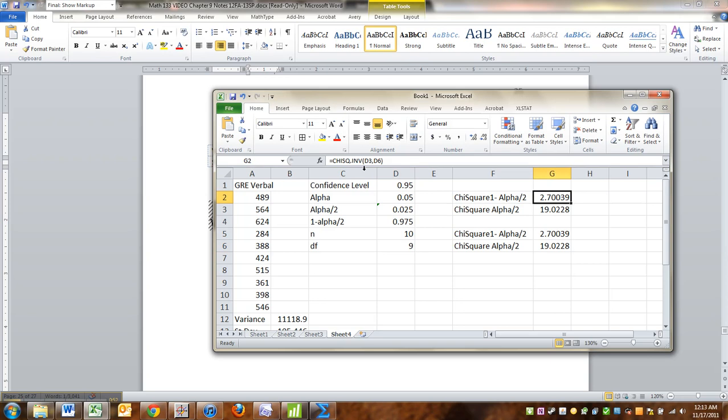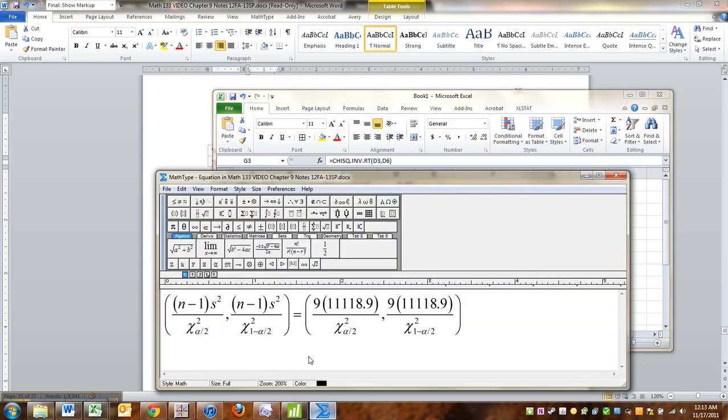Now remember, I found these with the chi-sq.inv with 0.025 and degrees of freedom 9, and then chi-sq.inv.rt for the other one. Or you can use chi-inverse for both of them. You'll just have to use the 0.025 in one of them and the 0.975 in the other one. Personally, I prefer the new functions. I think they make more sense, but whatever. Okay, so you get those two numbers, 2.7 and 19.023. So which one's which?